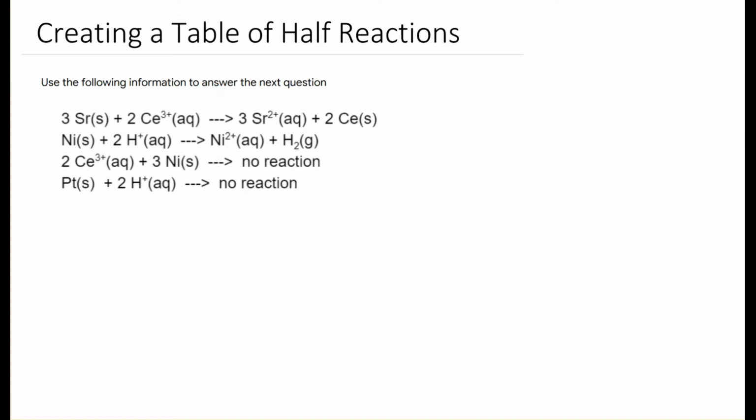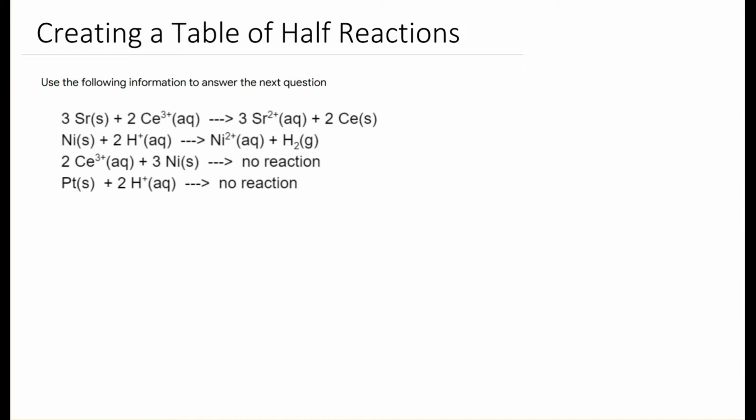We had a question about creating a table of half reactions. Number 5 in the predicting redox reactions Google form was asking us to list all of the oxidizing agents from strongest to weakest. That's basically what it's saying. So let's go through here and see if we can create a table of half reactions.